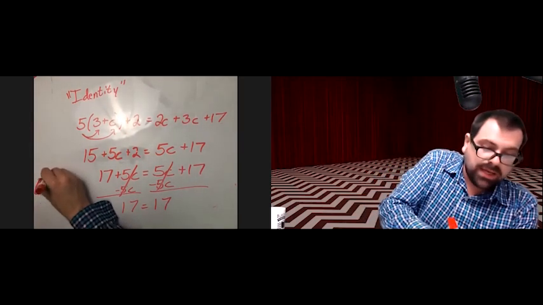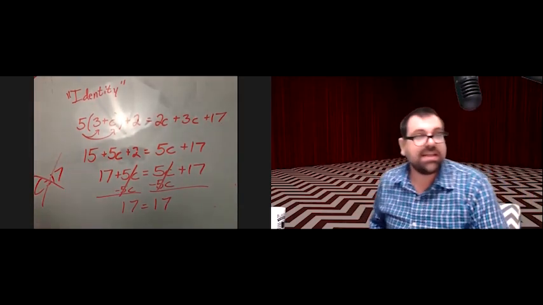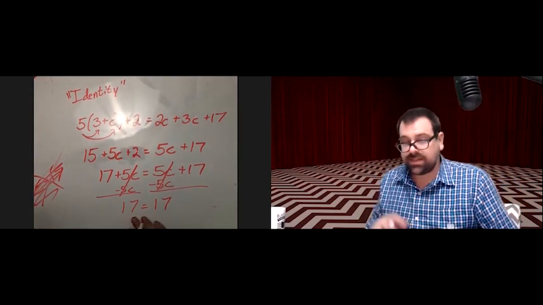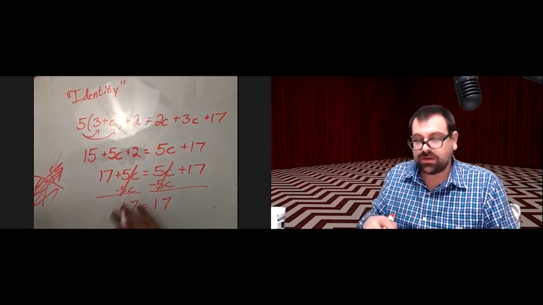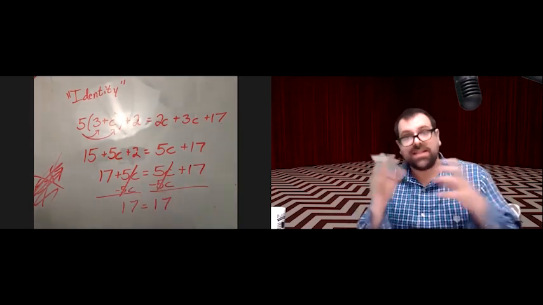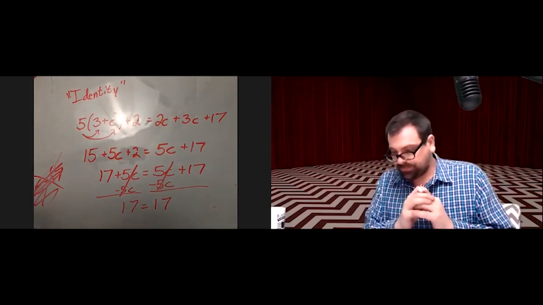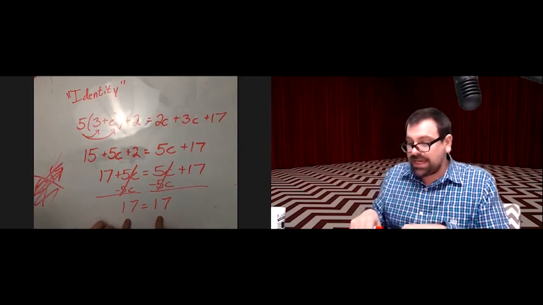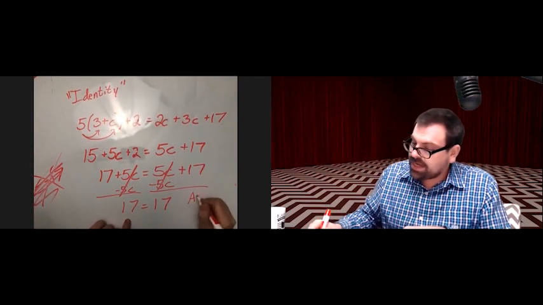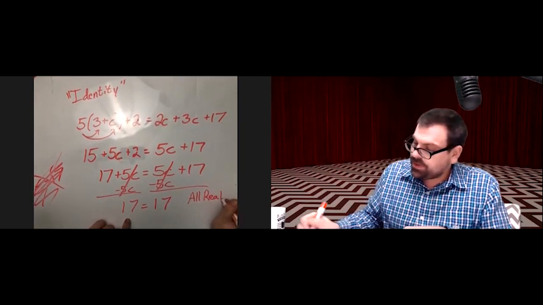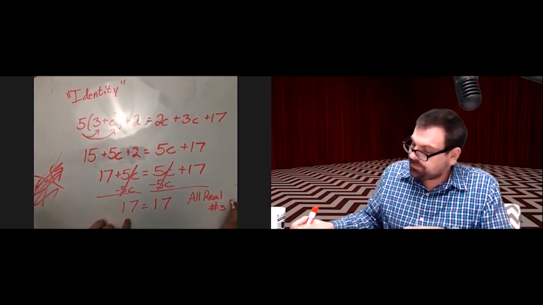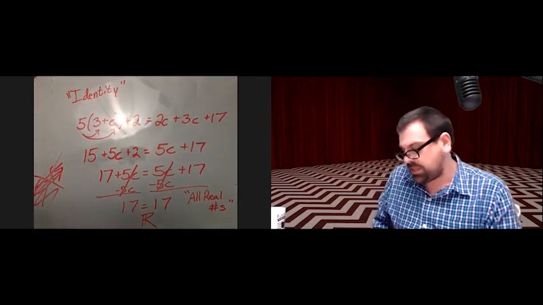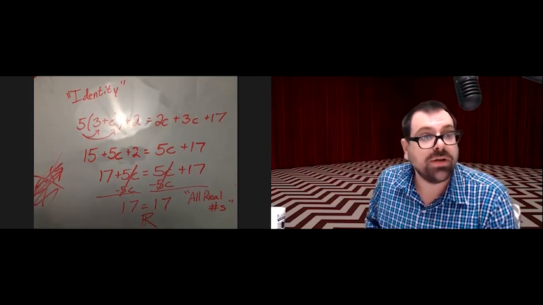This does not mean that the answer is C equals 17. There is no more C. The C's are gone. 5 minus 5 is 0. 5C minus 5C is 0C, 0. But we're left with 17 equals 17, which is an identity. When this happens, the answer is all real numbers. Or you can just have the set big R, all real numbers.